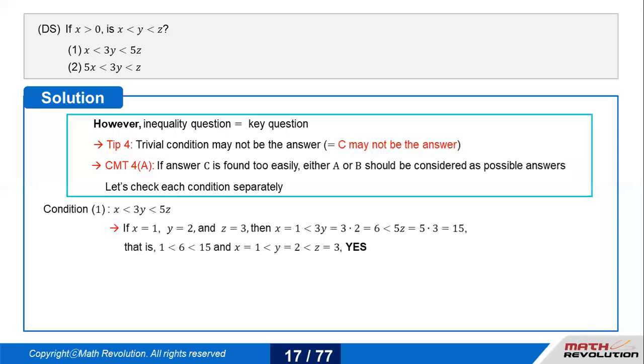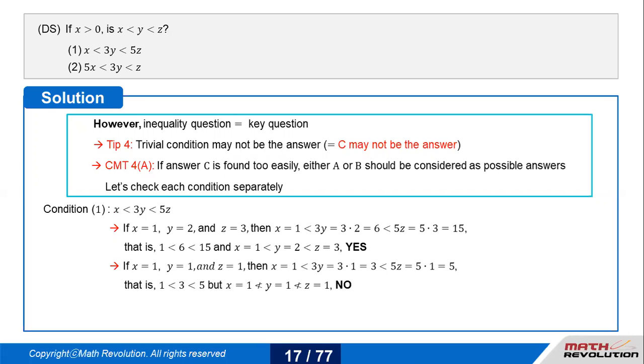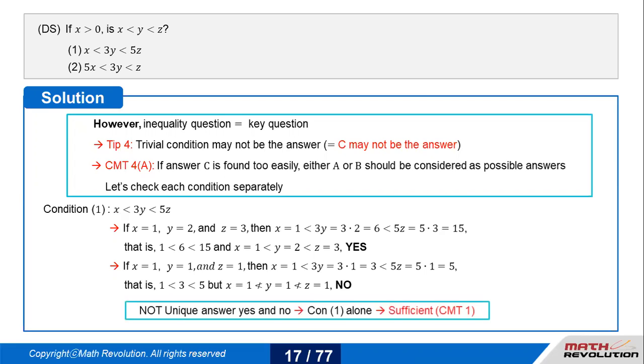Let's go and check condition number 1. It says x is less than 3y, which is less than 5z. If I put x equals 1, y equals 2, and z equals 3, then this particular condition will hold, wherein x would be less than 3y, which is less than 5z. But if I put x equals 1, y equals 1, and z equals 1, because nowhere it said that they cannot be equal, then my condition will not hold. So in this particular situation, x is less than y less than z cannot be answered. So right now, A cannot be answered. So answer could still be C.